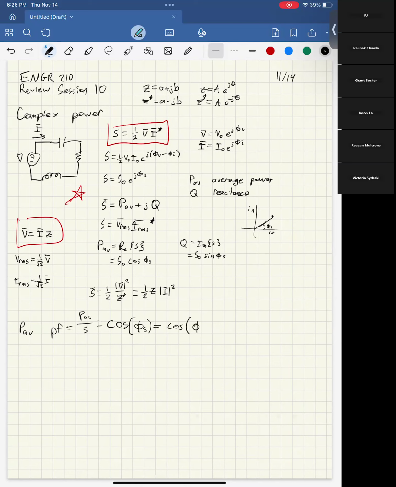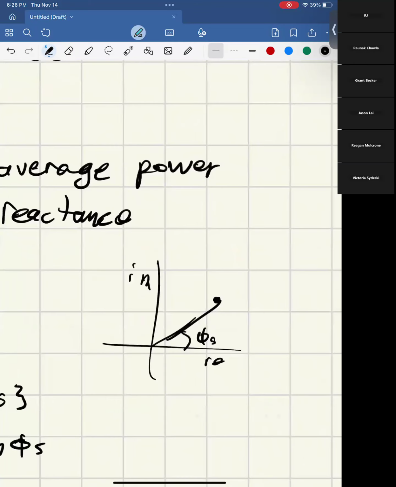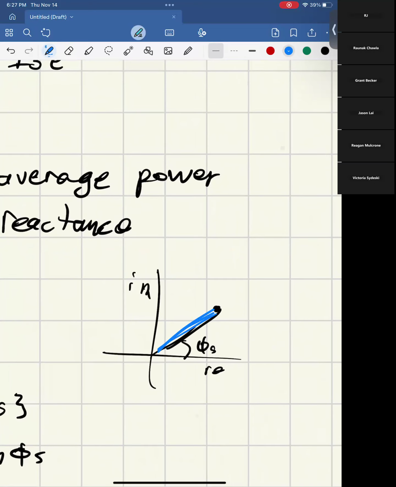which is the same as, the more useful form, the cosine of the angle of the voltage minus the angle of the current. So that's your power factor. Basically, if you look here, that's a measure of the ratio of here to here. And if we normalize it so that this has a length of 1, then this is just the cosine of this angle, and this angle equals phi_V minus phi_I.